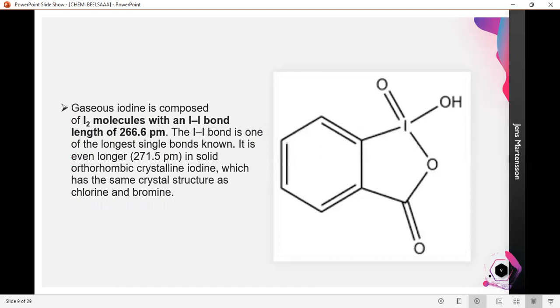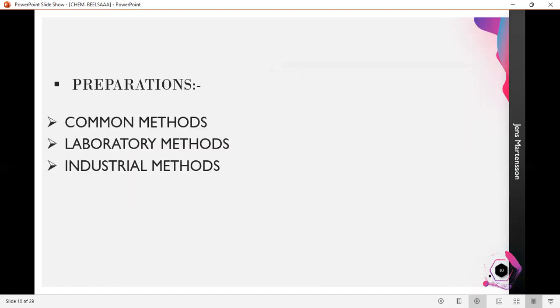In the gas state, gaseous iodine is composed of I2 molecules with an I-I bond length of 266.6 picometers. The I-I bond is one of the longest single bonds known. It is even longer, 271.5 picometers, in solid crystalline iodine, which has the same crystal structure as chlorine and bromine. So moving on to the next topic, which is preparation of iodine.